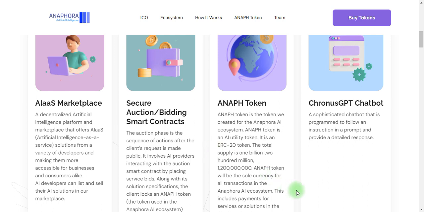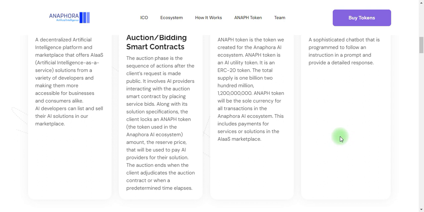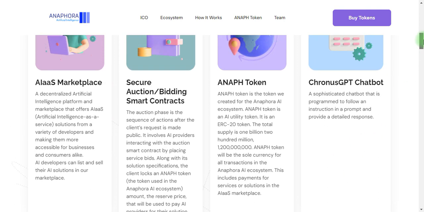The token is the token we created for the Anaphora AI ecosystem. It is a utility token, an ERC20 token, and the total supply is 1,200,000,000. This token will be the sole currency for all transactions, for the services and solutions of this Alice marketplace.